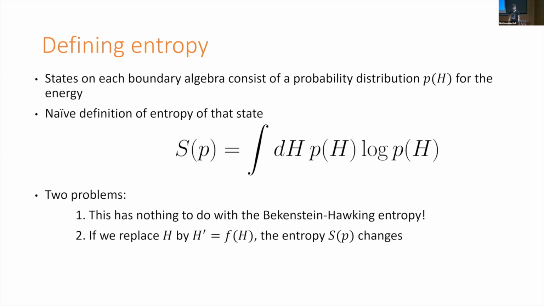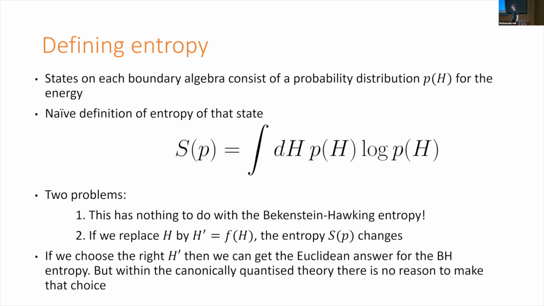But there are two problems with it. First, it has absolutely nothing to do with the Bekenstein-Hawking entropy, which is completely different. And second, if we replace h by some function of h, h prime, then we get a different answer for the entropy. So there's an ambiguity in what the entropy is, and it's a very big ambiguity. Yeah, that's also a problem. But if we chose the right h prime, we can in fact match the Euclidean answer. So you could add that as some extra input as the right way to calculate entropies, but the theory is not telling you it. The canonical quantized theory doesn't know that that's the right thing to do.